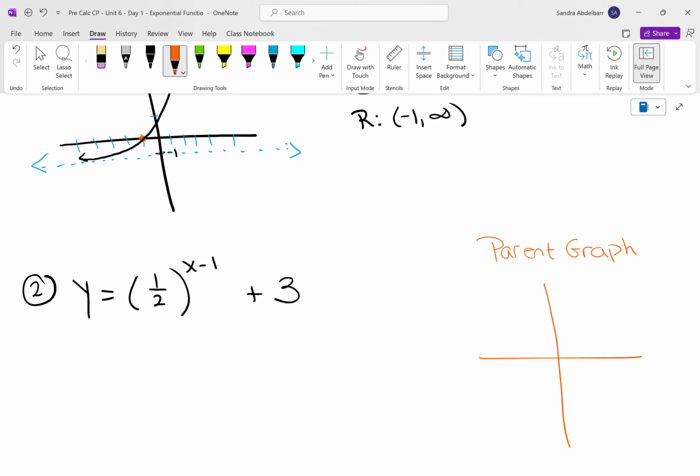So in my head, I'm thinking of my parent graph. And the parent graph, when our base is a fraction, isn't it the one going down? So we still have our key point at (0, 1). We still have our horizontal asymptote at y equals 0. But this time the graph from left to right is decreasing.